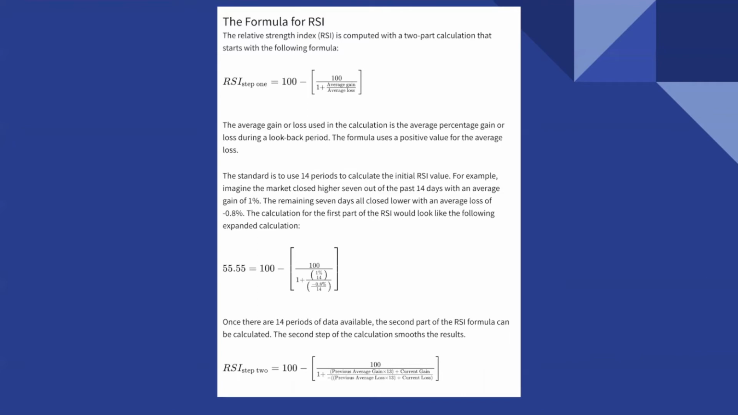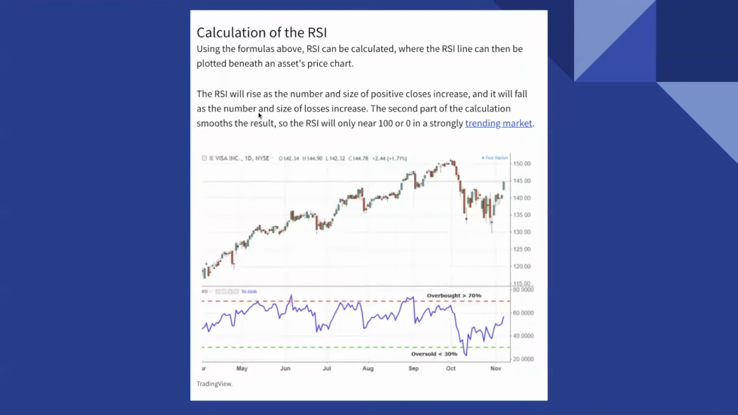The calculation formula is like this. It is 100 minus 100 divided by 1 plus the average gain divided by the average loss. Eventually we get a score, and the score will tell us whether it's bought too much or sold too much. That is the calculation of the RSI. This bottom one gives us that information.